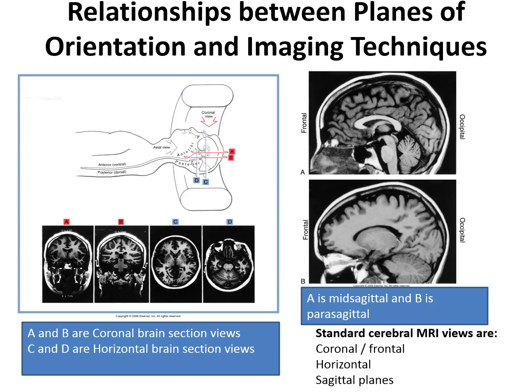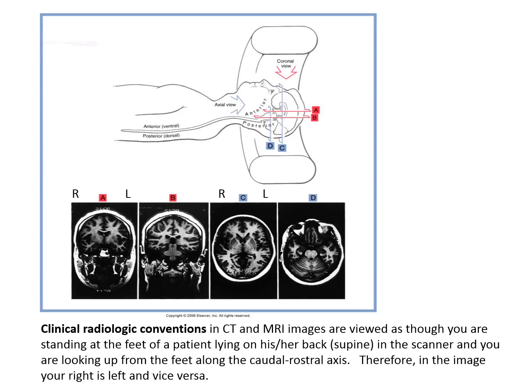In further assessment of orientation, it turns out that radiology has a clinical convention for both computerized tomography, that is CT, and for magnetic resonance images, that are viewed as though you're looking at the patient from the feet. You're standing at the feet and looking on, and the patient is on their back, and you're looking at the patient up from the feet. In that setting, in the coronal sections, the patient's right side is on your left side, and vice versa.